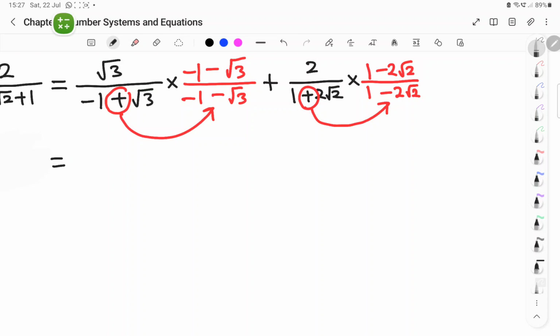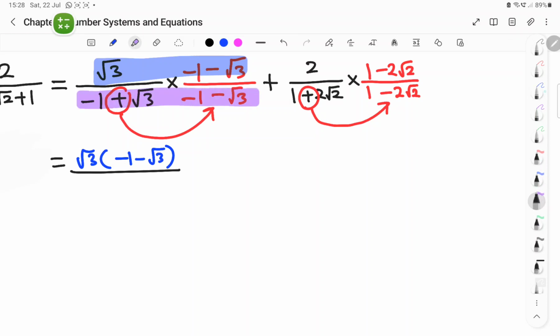So let's multiply this one. Okay, so just put square root of 3 outside, minus 1 minus square root of 3. And then, oh, I did it in blue. Square root of 3 minus 1 minus square root of 3. And then this one cannot multiply right away. Just put them next to each other, like this. Minus 1 minus square root of 3.